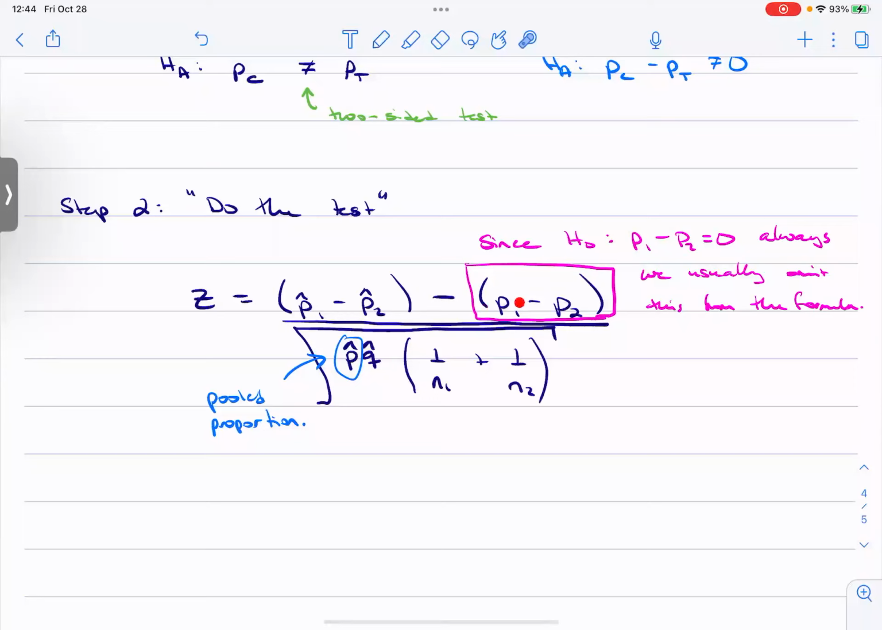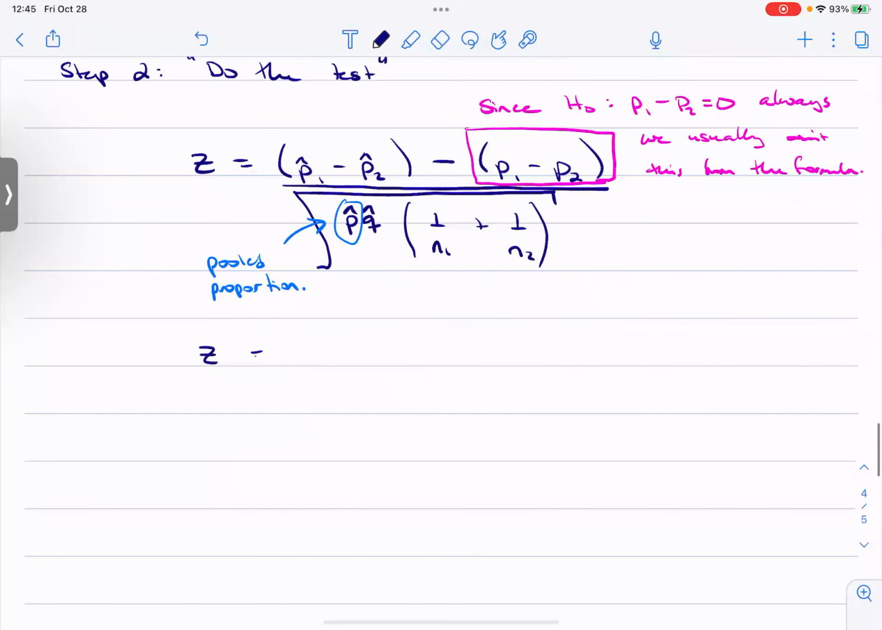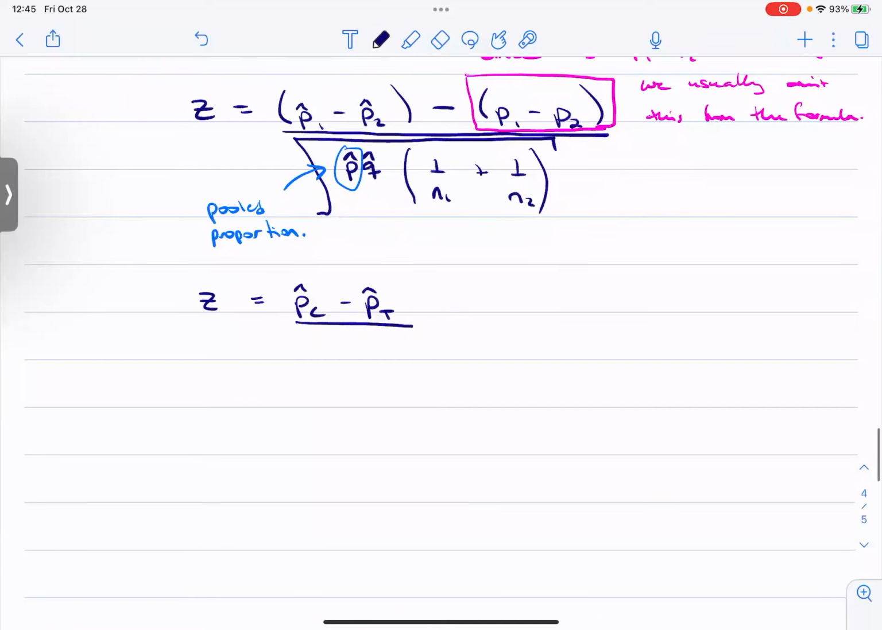On the formula sheet that I added on the assignment, it doesn't even mention this difference here. So now we forget all about it. It is there, it's lurking, but we're seeing how far is this difference in proportions from 0? So for our question, this is going to reduce to P hat C minus P hat T divided by the square root of P hat Q hat times 1 over N1 plus 1 over N2.